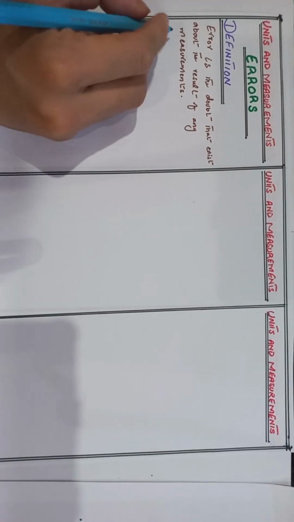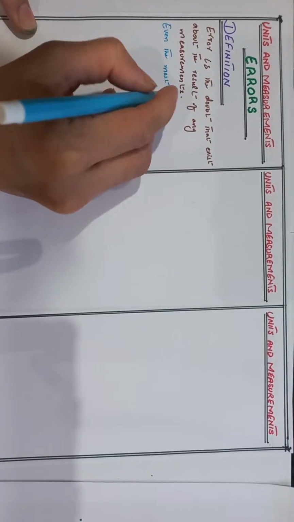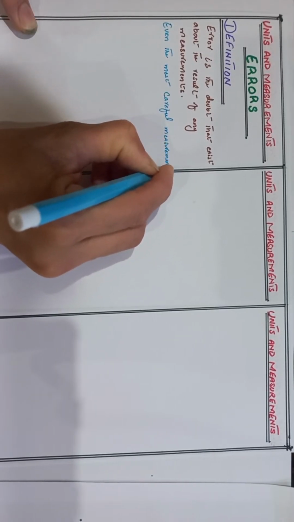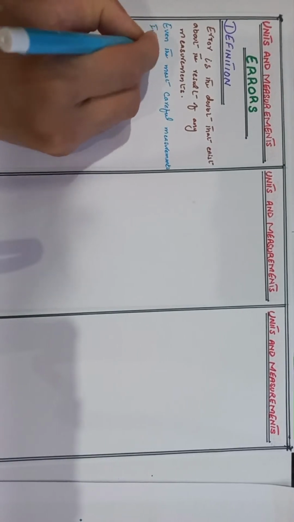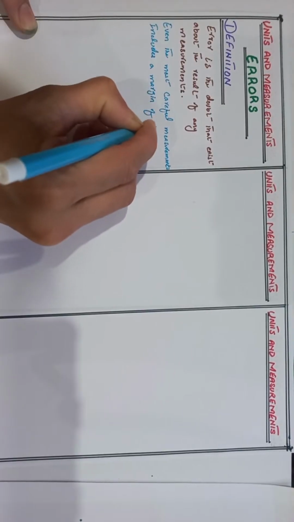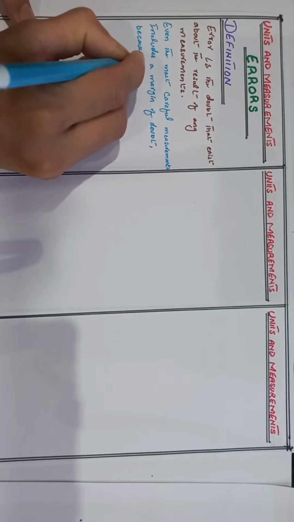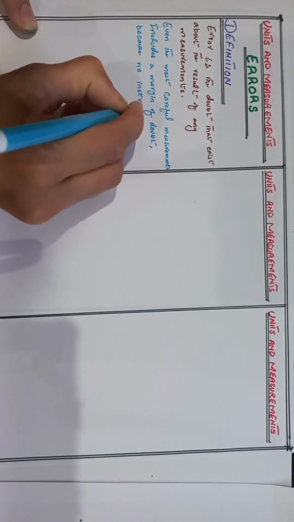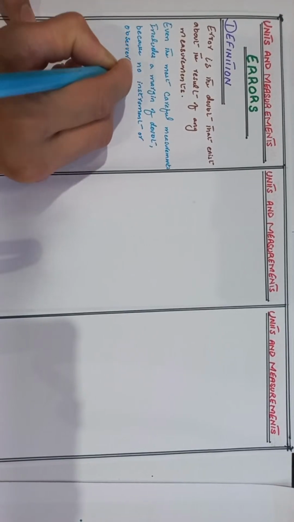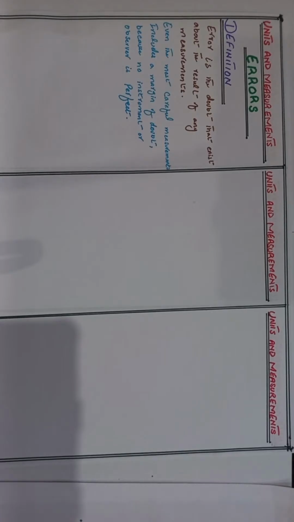Even the most careful measurements include a margin of doubt because no instrument or observer is perfect. Okay, now we discuss the types of error.